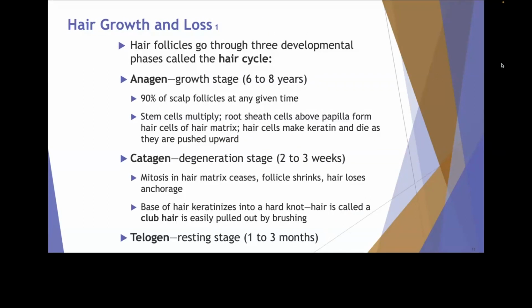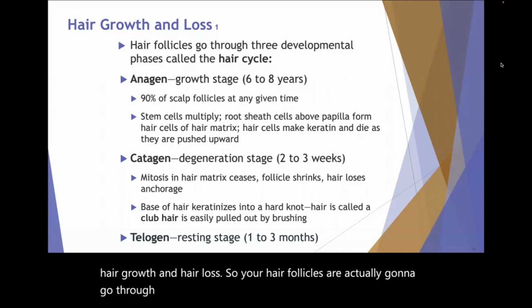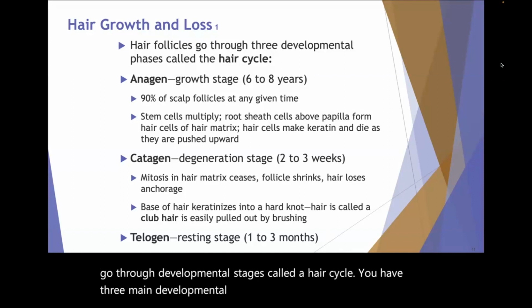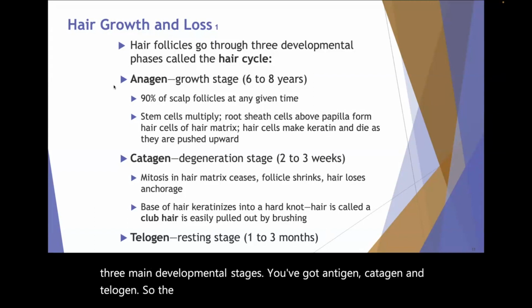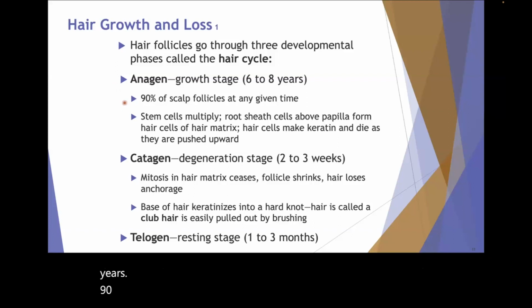So let's talk about what we really want to know about, and that is hair growth and hair loss. Your hair follicles are actually going to go through developmental stages called a hair cycle. You have three main developmental stages: anagen, catagen, and telogen. The anagen is a growth stage that lasts about 6 to 8 years. 90% of the scalp follicles at any time are in this stage, okay?